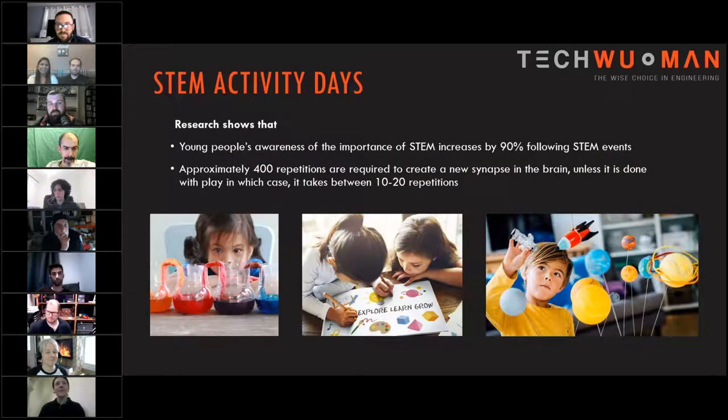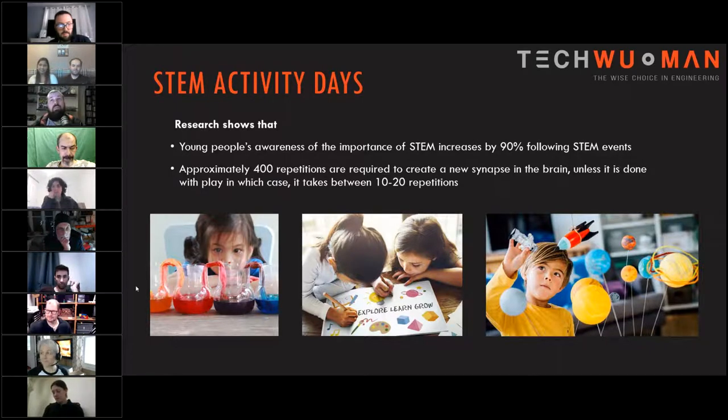So at Techwuman, we deliver STEM activity days to primary schools across the UK to promote STEM, science, technology, engineering and maths at grassroots level. It's been shown that young people's awareness of STEM increases by 90% following STEM events. And approximately 400 repetitions are required to create a new synapse in the brain, unless it's done with play, in which case it takes between 10 to 20. So this shows how important it is for children to learn through play and is how we base our STEM activity days.